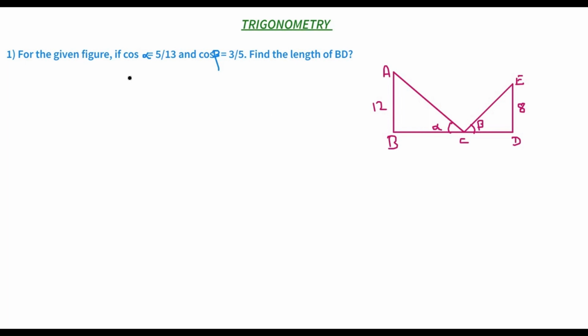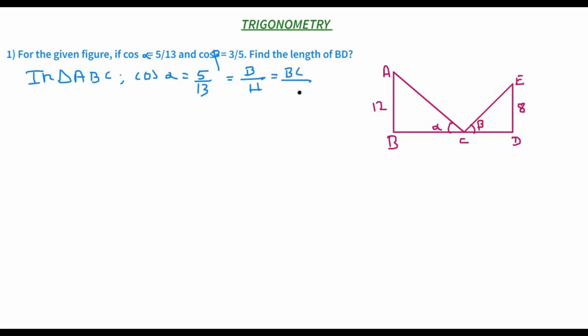So let's see what is given to us. First, let's take this first triangle ABC. So in triangle ABC, what do we know? We know that cos alpha equals 5 by 13. So what is the formula for cos alpha? Right, it is base by hypotenuse. I hope you know what a base is. A base is the side which is corresponding to the reference angle. So our reference angle is alpha. So our base is BC.